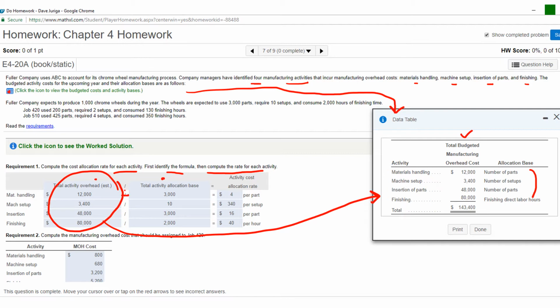And then you have to divide by the base. And the base they give you right up here, it says the wheels are expected to use 3,000 parts, 10 setups, and consume 2,000 hours of finishing time. And you'll notice that's going to be the base. You just plug that in right there, 3,000, 10. And then of course, for 2 of these, for the material handling and the insertion, they use the same base. It's the parts. So notice 3,000 is used twice there. But this would be the allocation rates for those 4 activities. Now, once you get these rates, eventually what you're going to have to do is allocate them. You're going to take those rates and multiply those by the activity to get the allocated overhead. And we'll do that in the next requirement, and I'll show you that on the next slide.